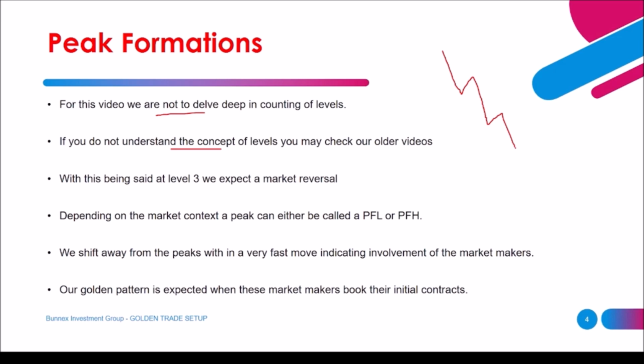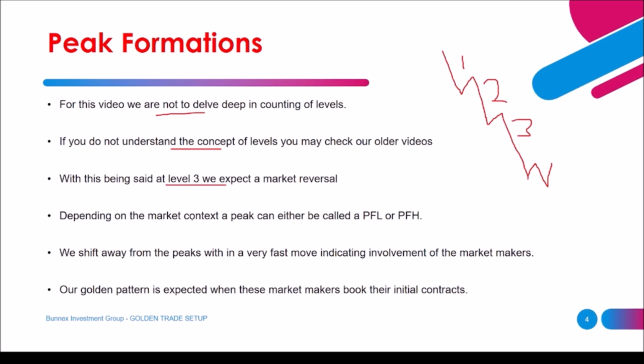So we trade the institutional market maker method, and you can go back to understand it in much detail. With this being said, at level 3, we expect to see a market reversal, right? So if ever we have level 1, level 2, and level 3, we reach a point of reversal. And this is the point that we call a peak.